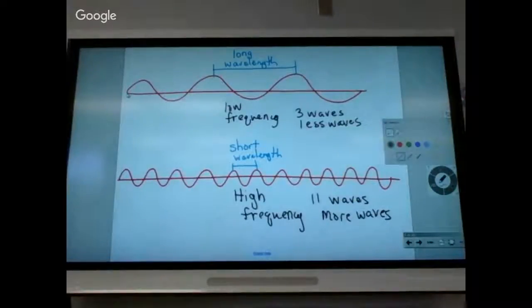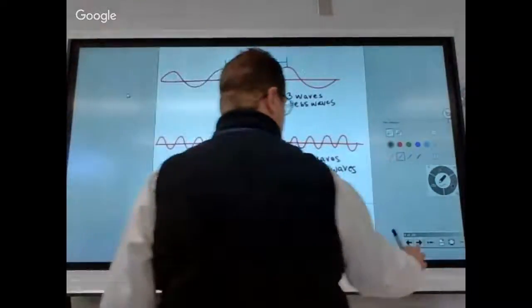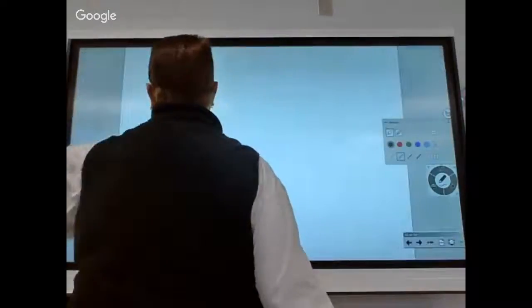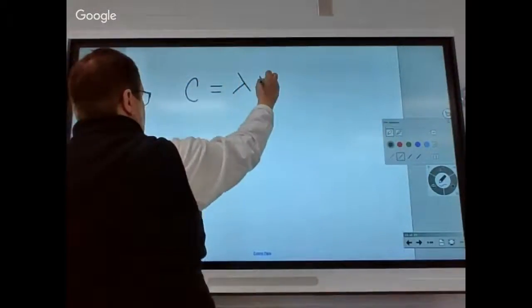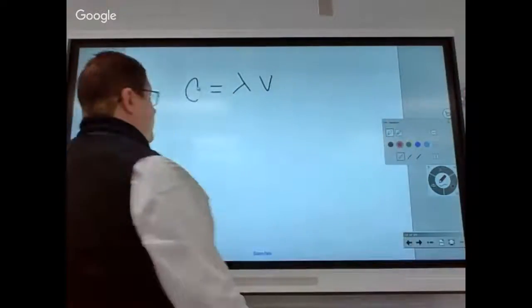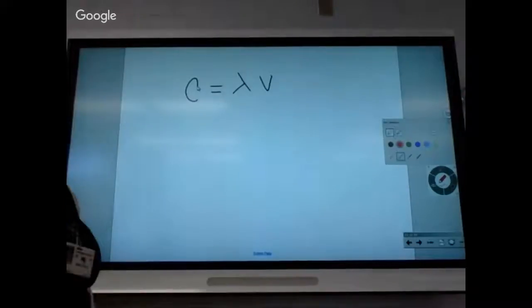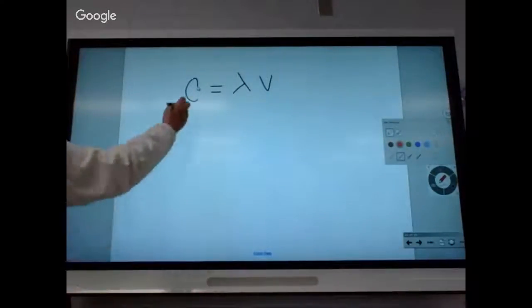Now, how do we calculate this mathematically? This formula is not on the reference table. It's one you just have to learn. The formula is c equals lambda nu. A lot of symbols in chemistry and physics are Greek letters. Okay, so c.